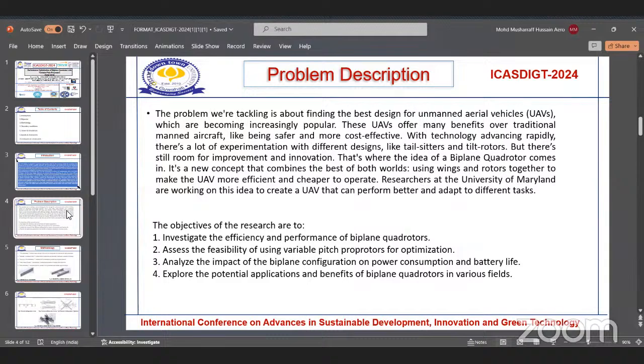The objectives of the research are to investigate the efficiency and performance of the biplane quadrotor and assess the feasibility of using variable pitch propellers for optimization. When we are vertically taking off a UAV, we convert it into an aircraft-like mode. How we are doing that, ma'am, is we have tilted the motor at a 10 degree angle, which will be very useful while controlling forward motion. It will be very helpful for the pilot.